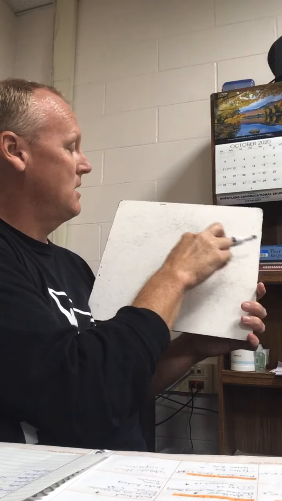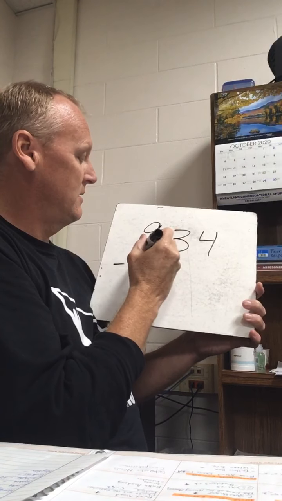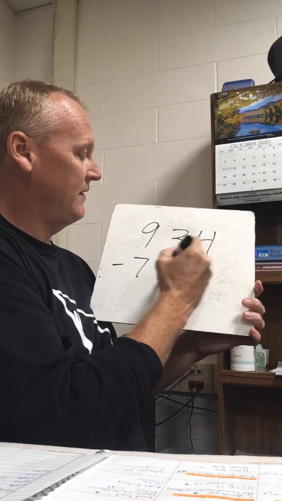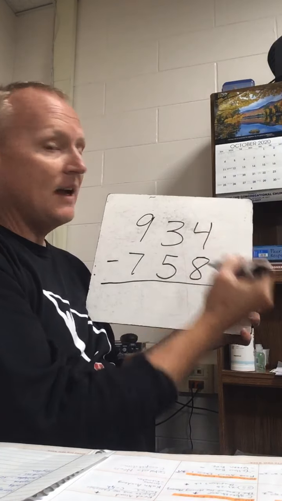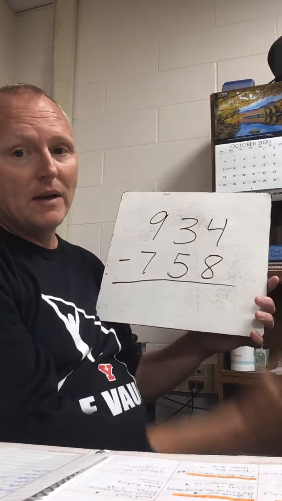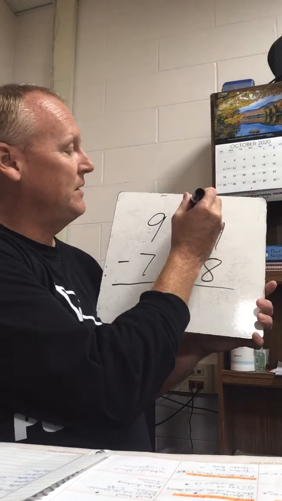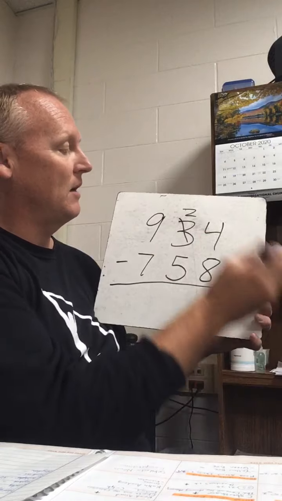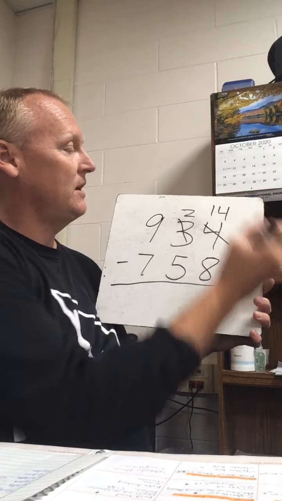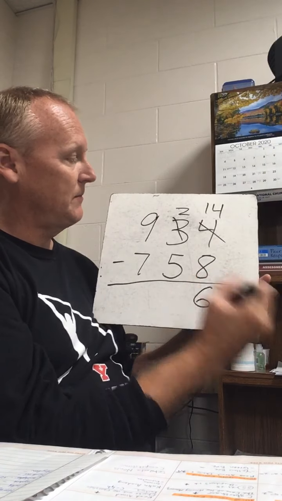Okay, let's try 934 minus 758. Okay, so 4 minus 8, you can't do that. I can't have 4 fingers and take away 8 of them. That would be impossible. So I have to borrow. 1 less than the 3 would be 2. Okay, the 10 plus the 4 that I borrowed makes this 14. So now in the ones place you have 14 minus 8, which is 6.